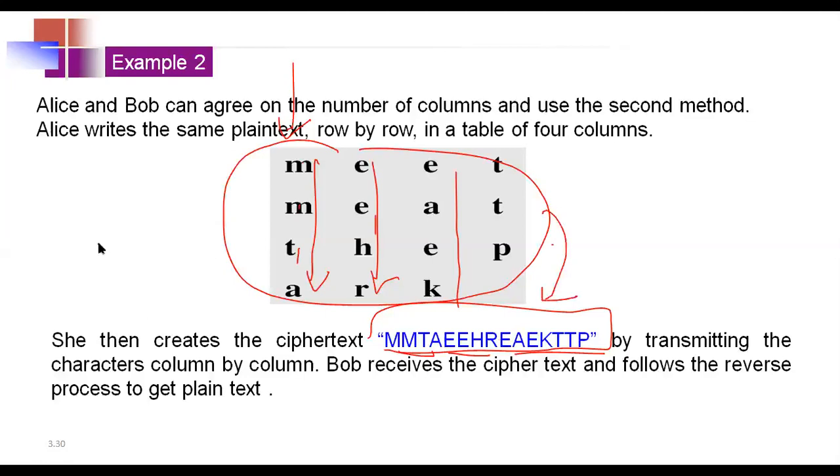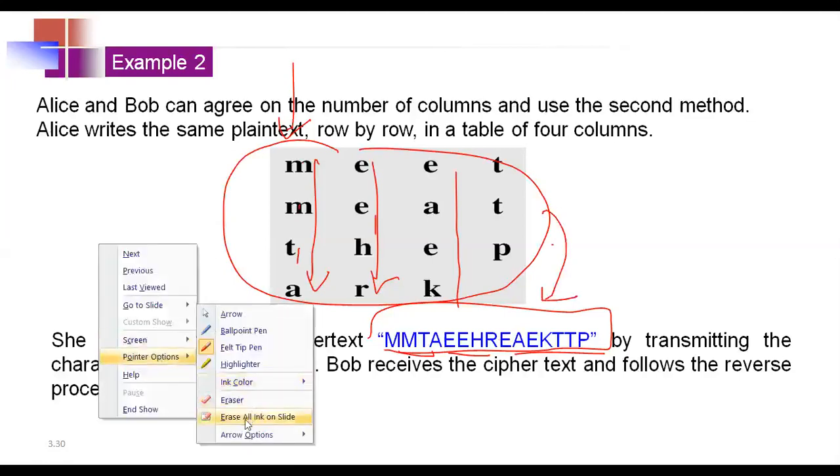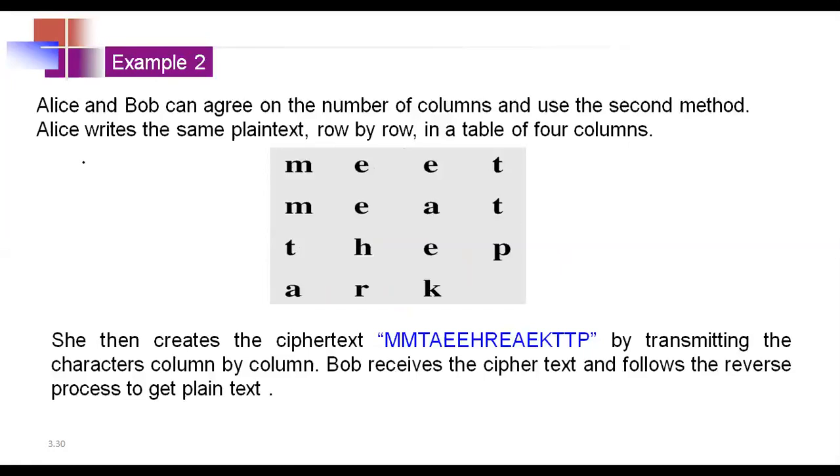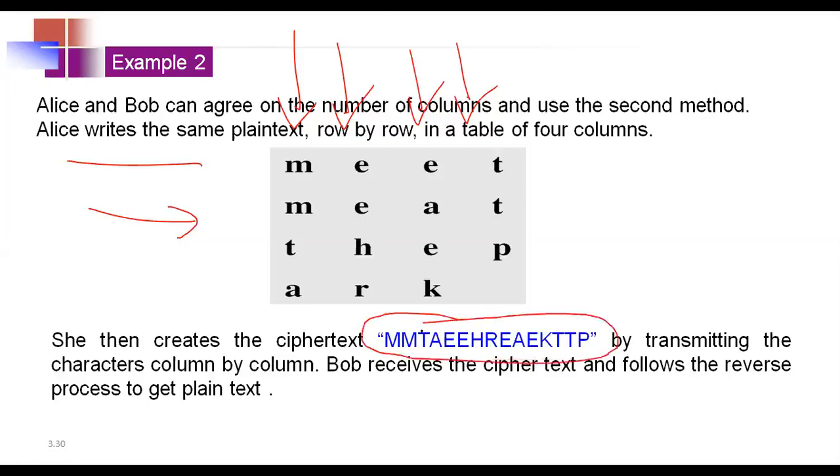Here, what have we done? Very simple thing. First, Alice writes all the characters row by row in 4 columns, but those characters are read column by column. That is the ciphertext. Now Bob receives this message. How to convert this ciphertext into plain text again at the recipient end? Bob receives the ciphertext, then he follows the reverse process to get the plain text.